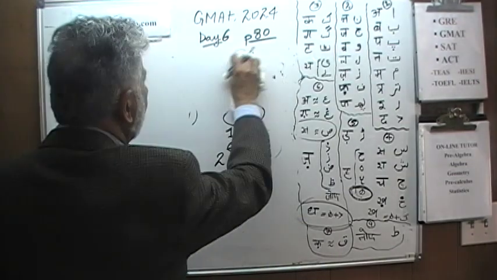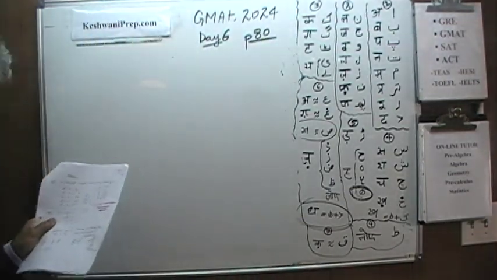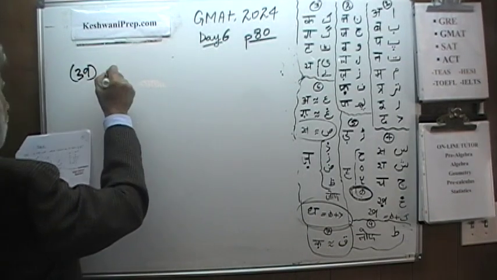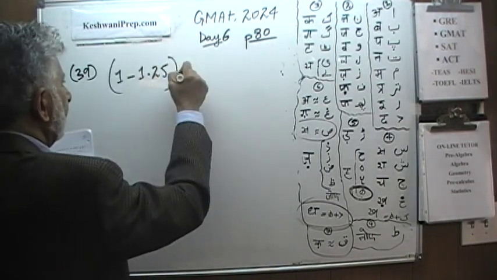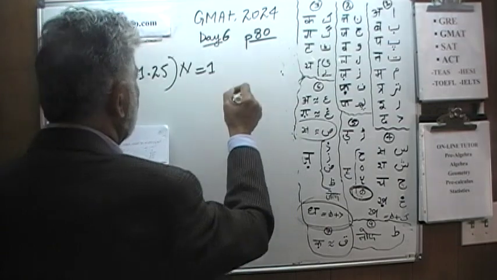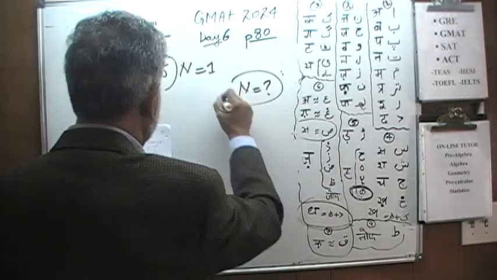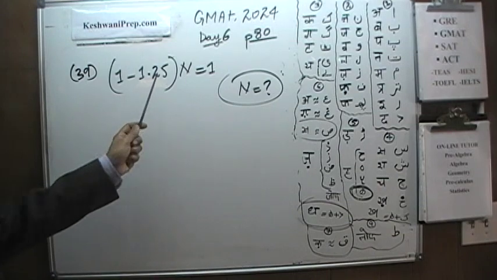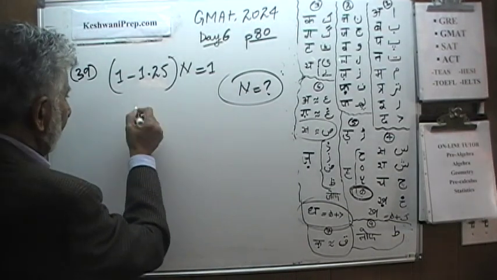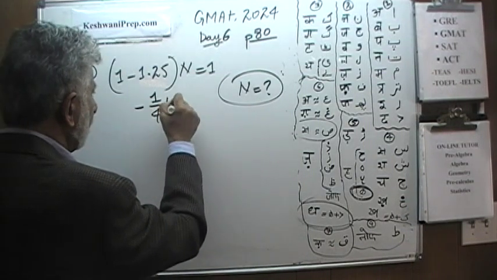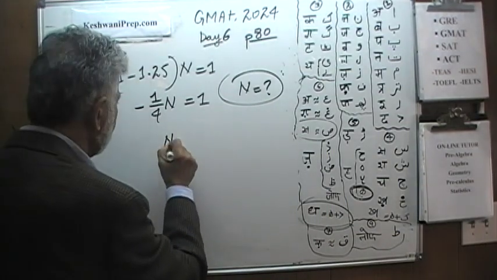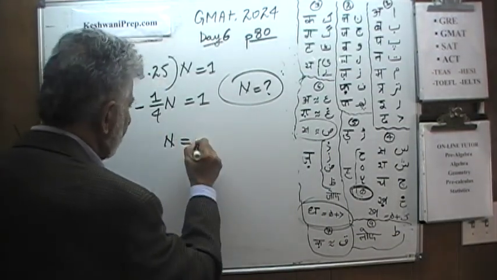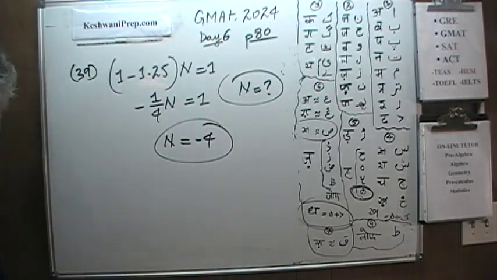Number 39. In number 39, we are told that 1 minus 1.25 times n equals 1. The question simply is, how much is n? 1 minus 1.25 is negative 0.25. Negative 0.25 is negative 1/4. Negative 1/4 n is equal to 1. Multiply both sides by negative 4 and you will see that n is equal to negative 4. That's all. There's nothing to it.